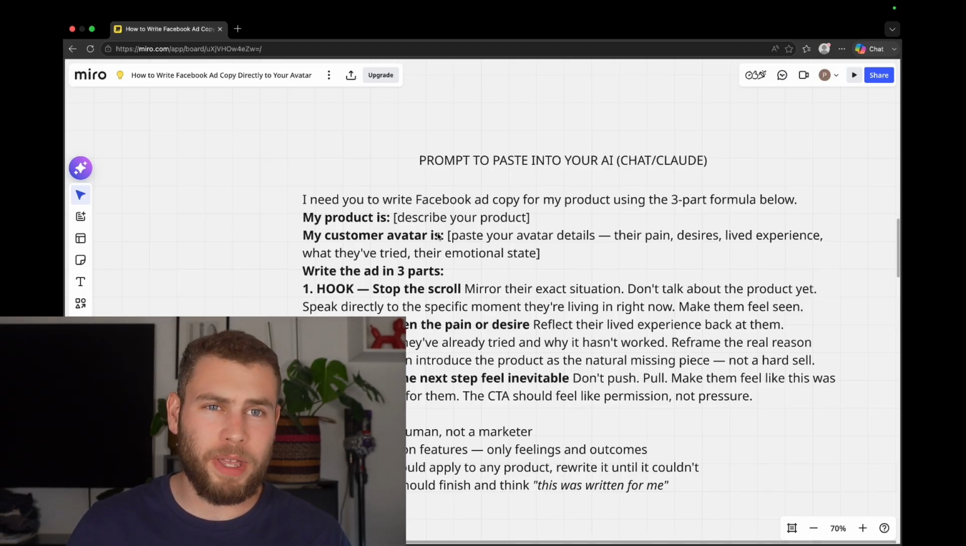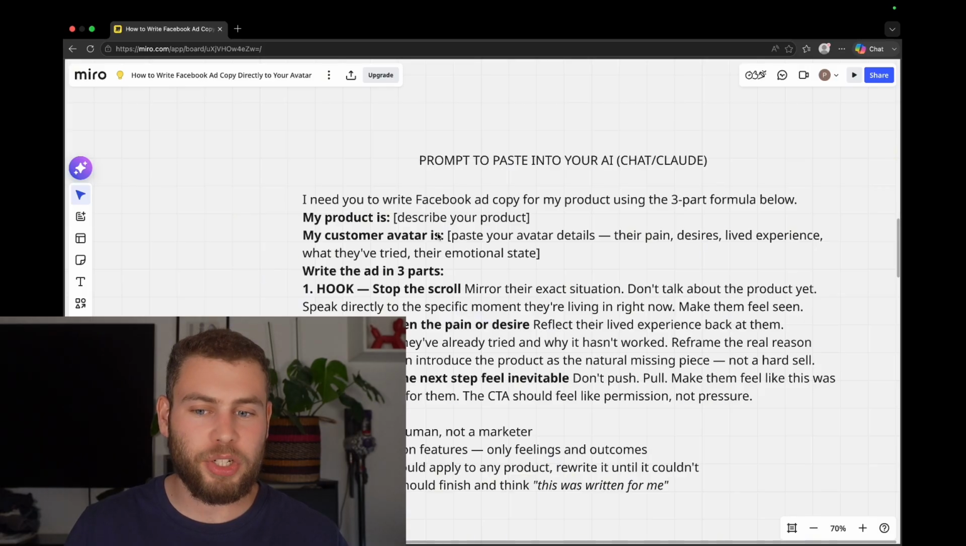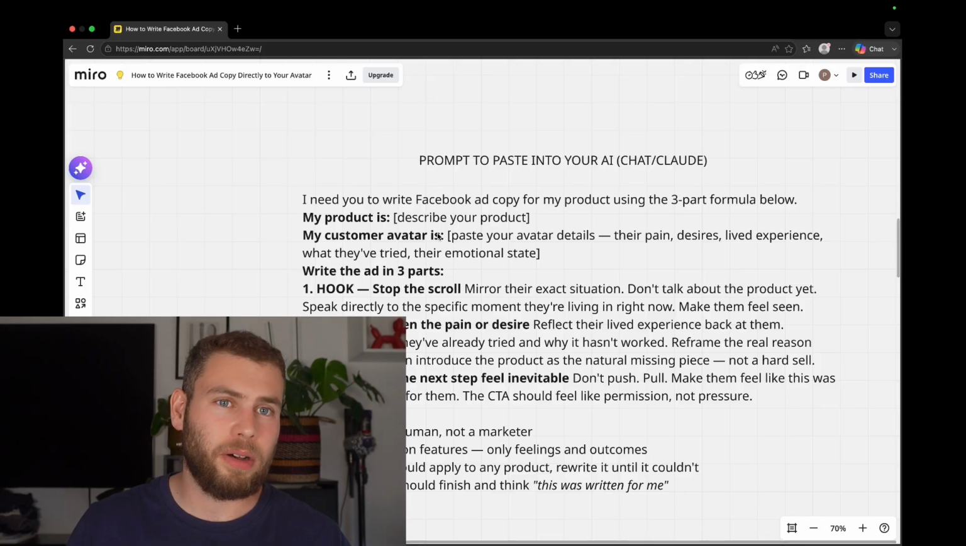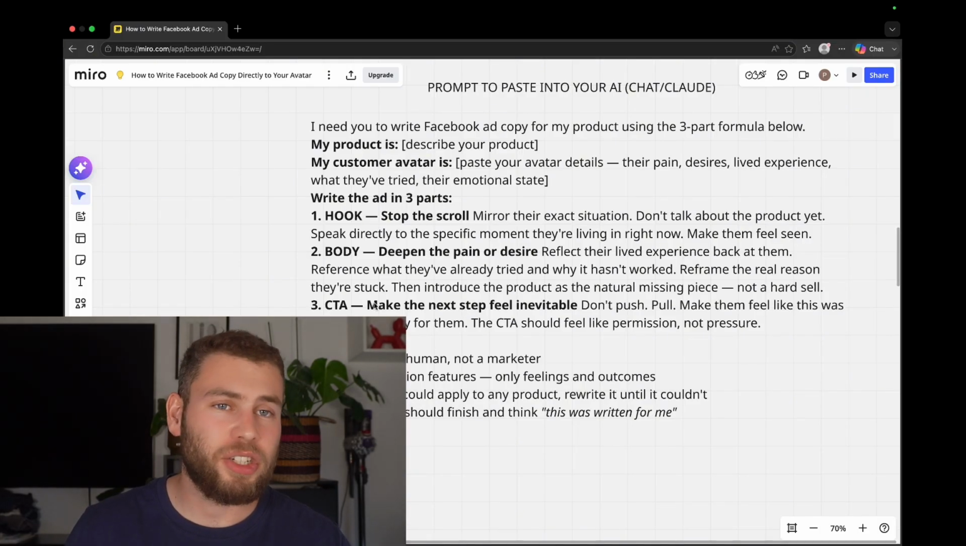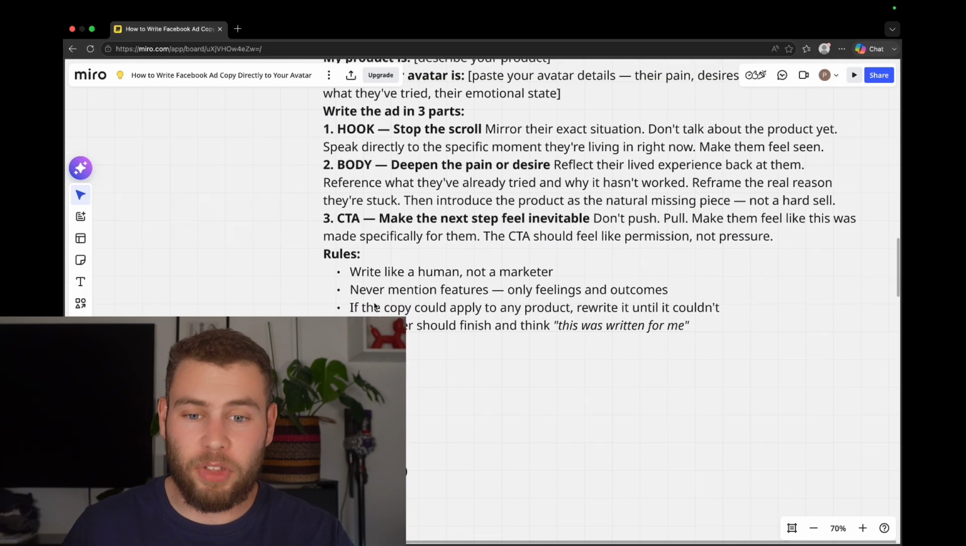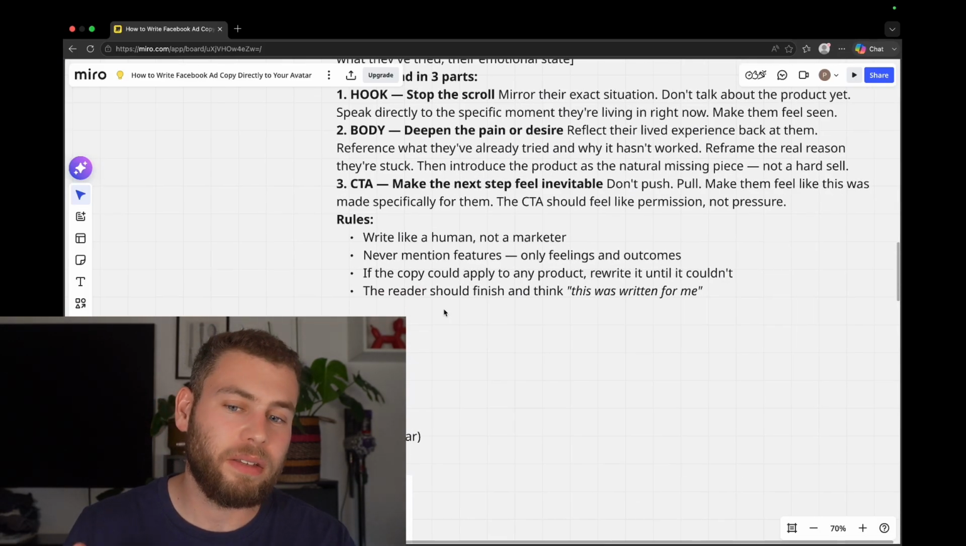We want to make sure we pull them in, create an emotion, and then show them the product, which is going to be the solution to the answer that they're seeking. We want to make this advert feel like it was made and curated for them. And most specifically, the CTA should feel like a permission and not pressurizing. If it's too pressurizing, it's going to be harder to sell, and therefore we're not going to be able to convert nicely. Some rules for the prompt: write like a human and not like a marketer. Never mention features, only feelings and outcomes. And if the copy could apply to any product, rewrite it until it couldn't. The reader should finish and think, this is written for me.